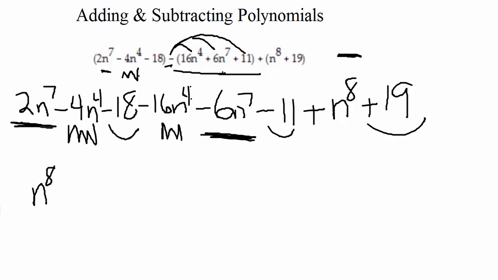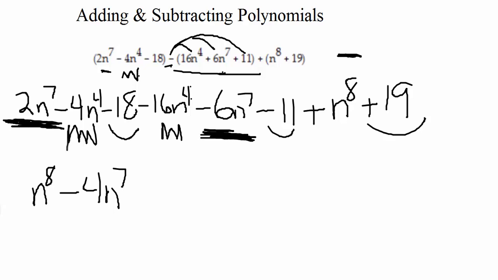Next, we need to combine our n to the 7th terms. So we have 2n to the 7th minus 6n to the 7th. Or remember, another way to look at it, we combine like terms by adding them together. So 2 plus a negative 6 is a negative 4n to the 7th. Remember, if you have $2 in your bank account and you spend 6, you are now in the hole and you're down 4.